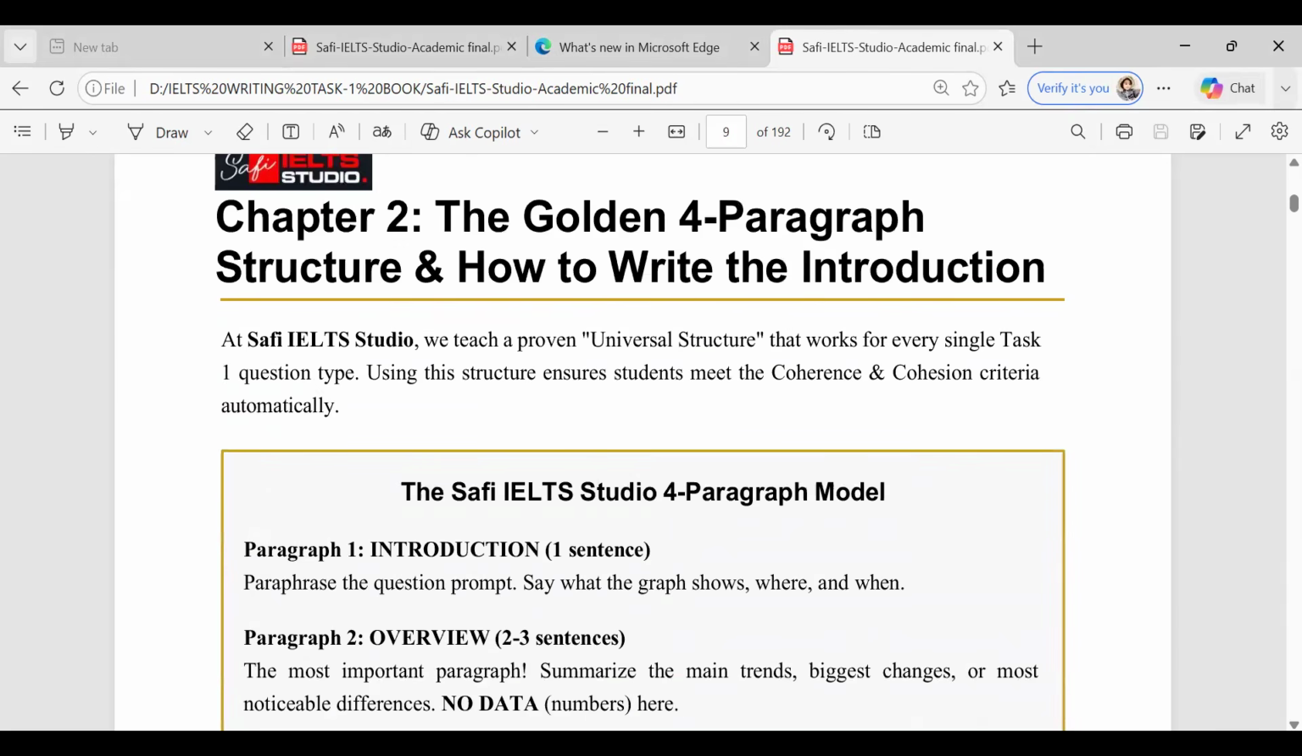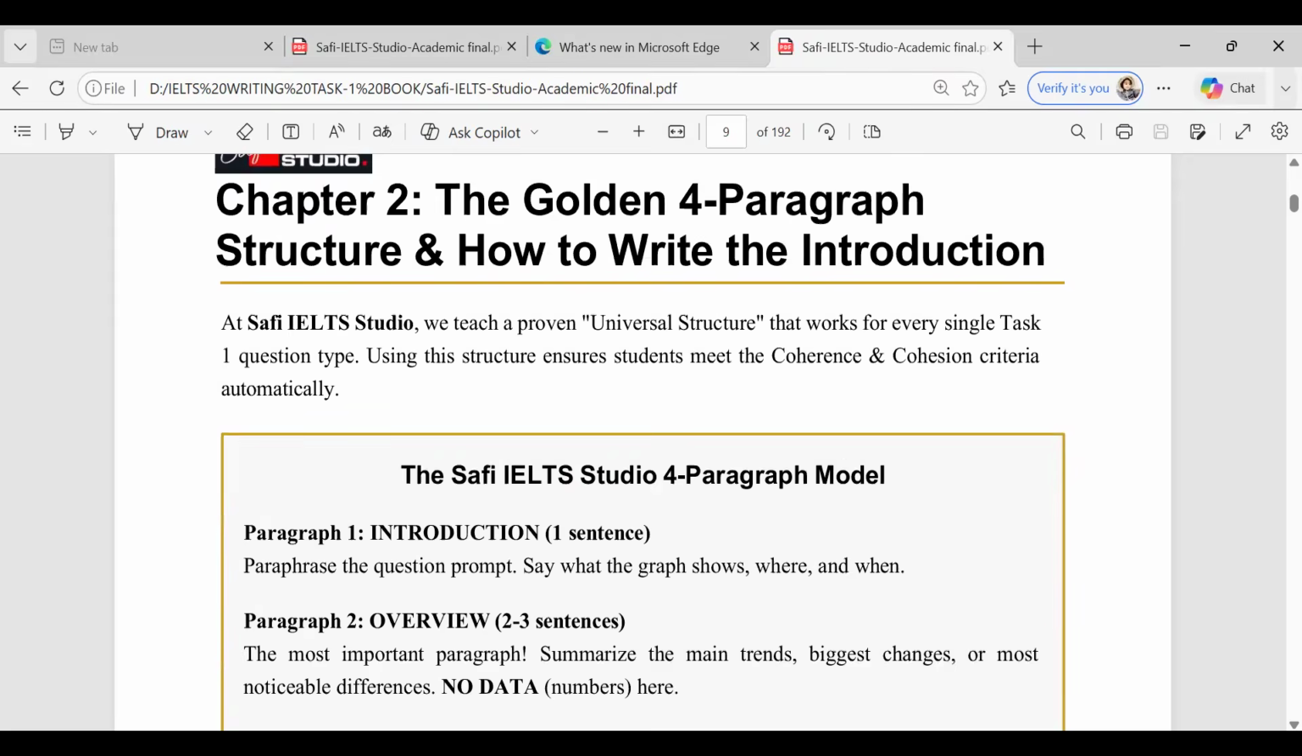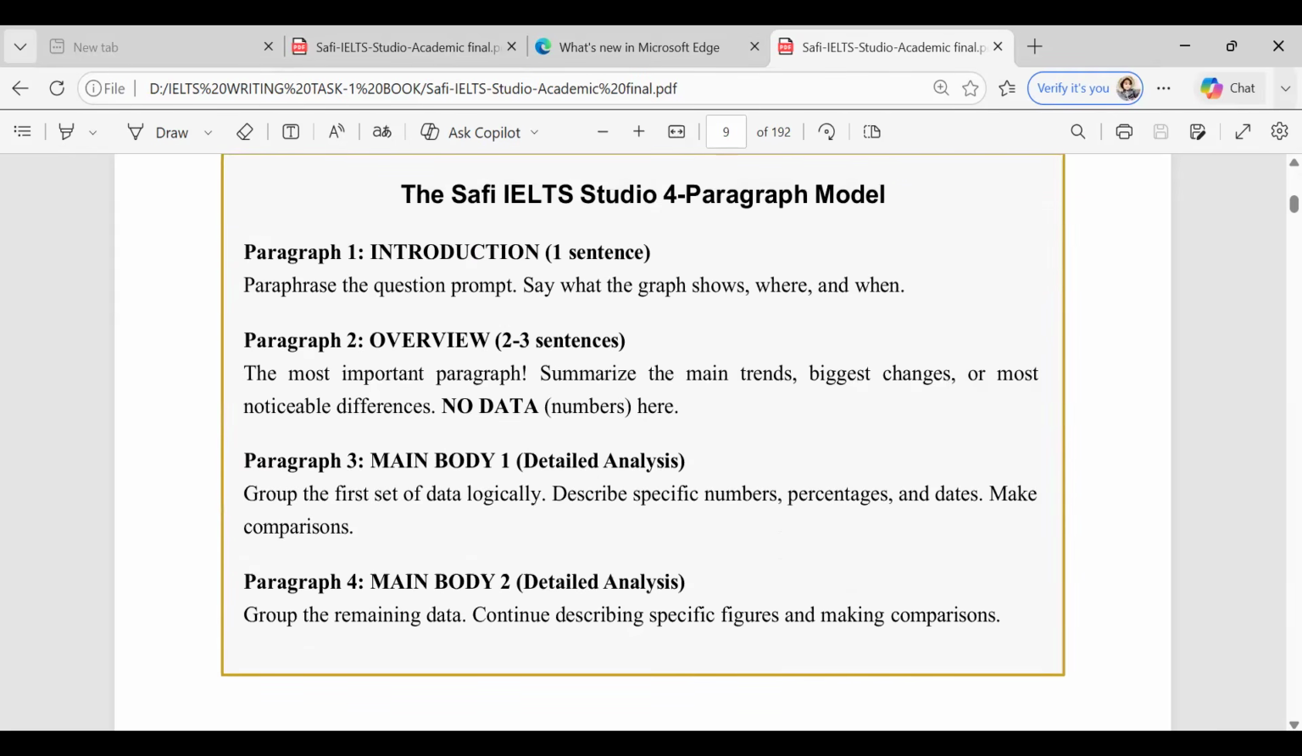Now, we want to move towards the next lecture, and it's about chapter number 2. It's about the four golden paragraph structure and how to write an introduction. So the first part, inshallah, we will study is these four structures to complete. As I told you earlier, there are 7 different graphs. For all 7 different graphs, you can use this 4 paragraph structure.